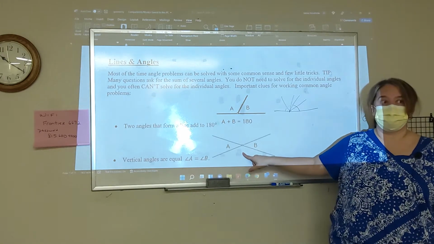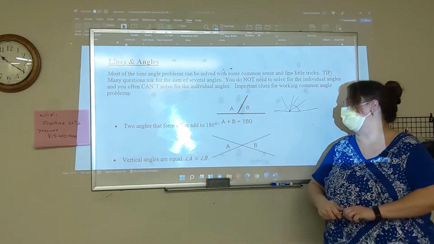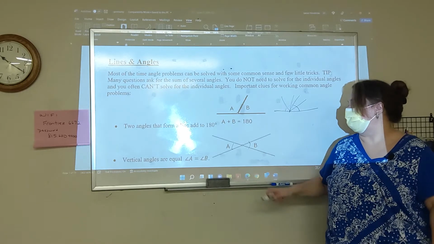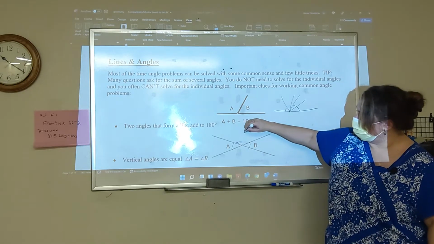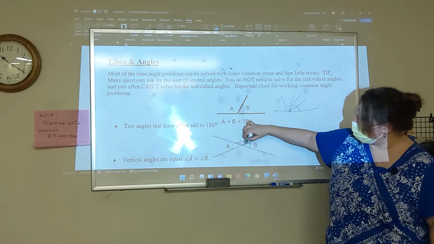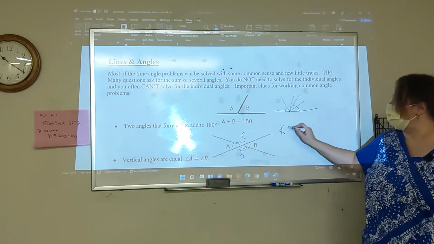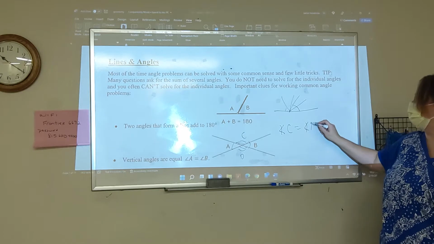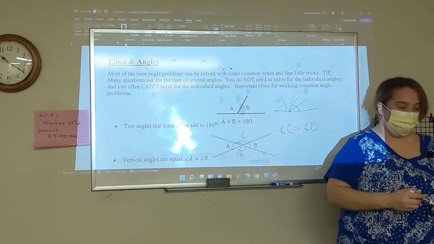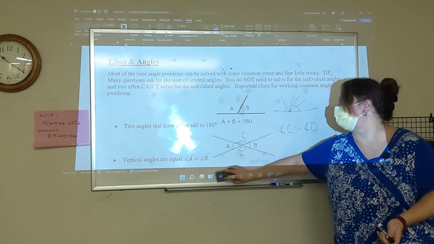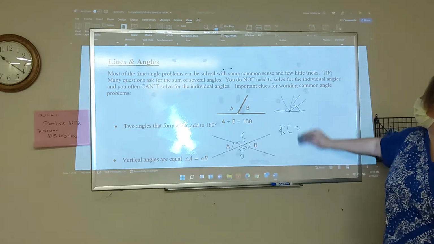Next up, you have vertical angles. Vertical angles are angles that are across from each other. So here, angle A and angle B. Vertical angles are always equal. So angle A would equal angle B. We could also put in angle C on top here, and angle D on the bottom. And we could say that angle C would be equal to angle D. Okay. Vertical angles are always congruent. Always. So always look for those. They're going to help you out in a picture.